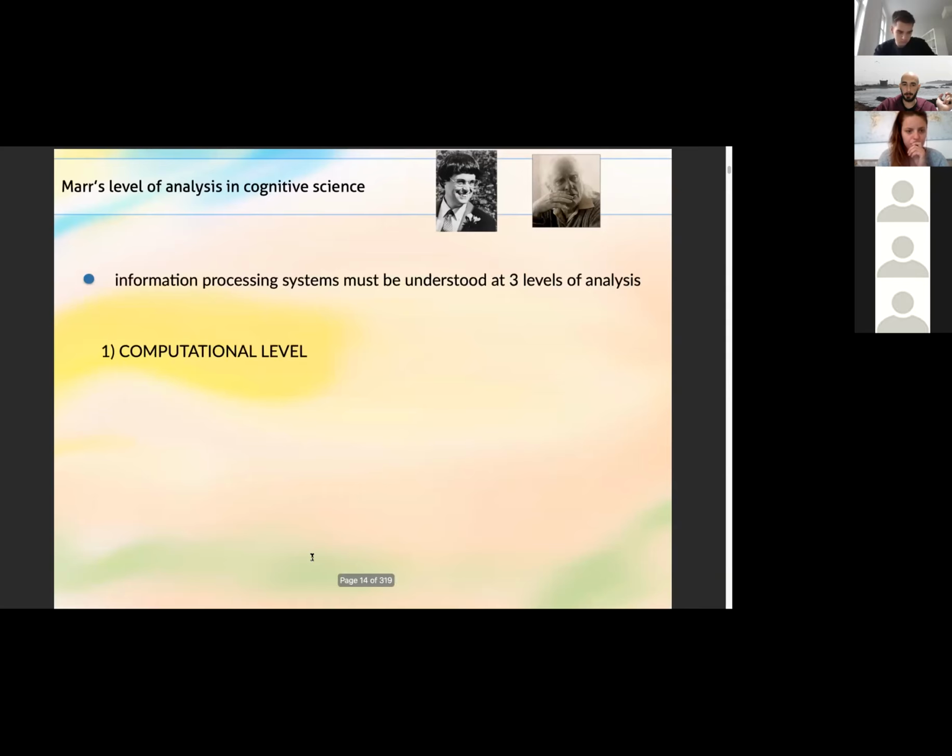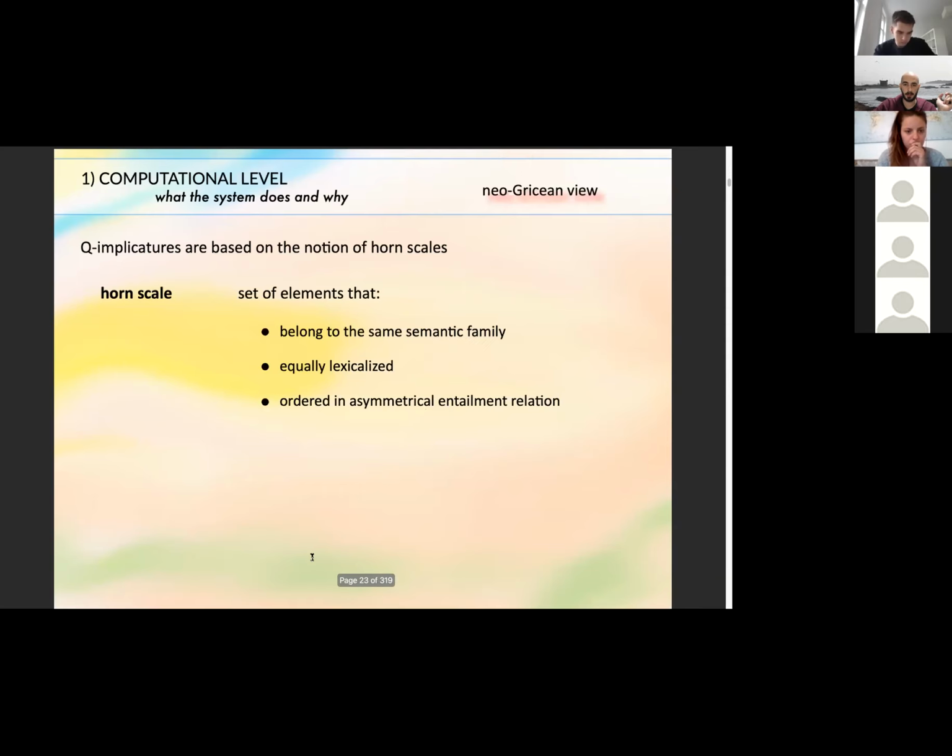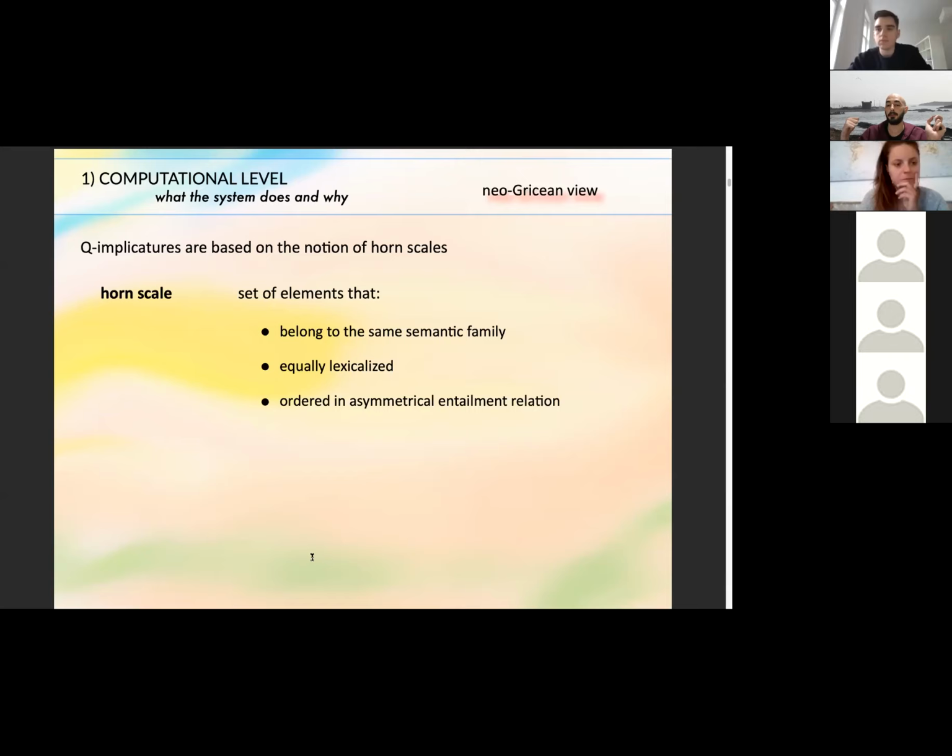Right. So in the neo-Gricean view, which is basically the development of the original Gricean theory by his most loyal followers, among them Horn, who is probably the most important, there was a more precise characterization of how these inferences come about and also of the maxims. So the maxims are now thought of in terms of heuristics, communication heuristics.